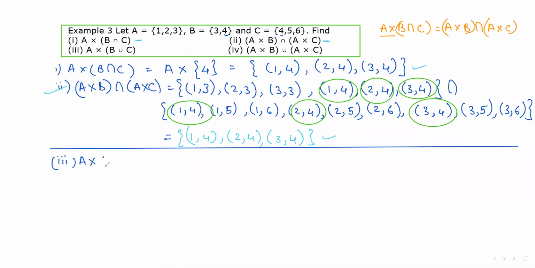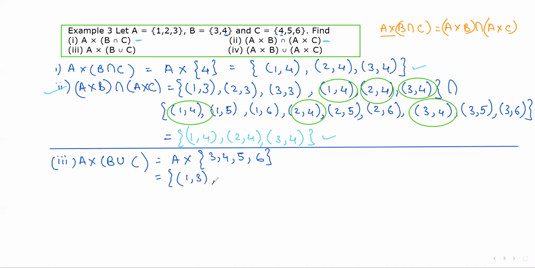A cross (B union C). This is equal to A cross, what is B union C? B united with C. So we'll have 3, 4, 5 and 6. Here A has 3 elements. So let's write all these elements formed.